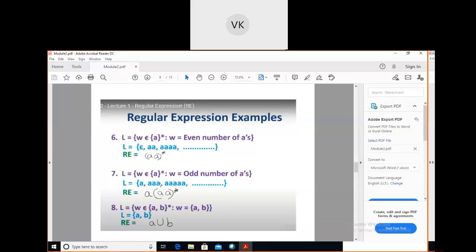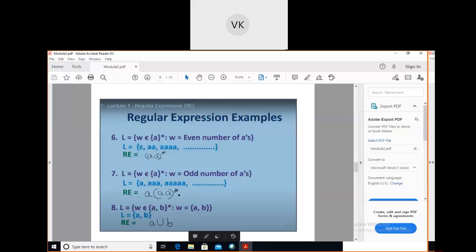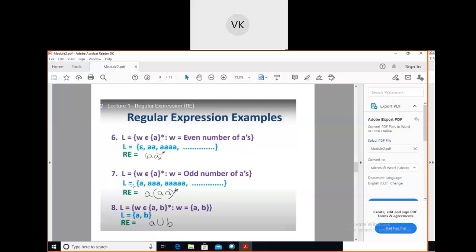Yes or no? If star is 0, this whole will be 1 time A. Correct? If star is 1, 2 A's plus 1, 3 A's is odd. If star is 2, 2 into 2 is 4, 4 A's plus 1 A is 5 A's. Again it is odd. So for each and every value of this star, the resultant value of this whole expression will be odd only. So this whole will be the regular expression for this given language.